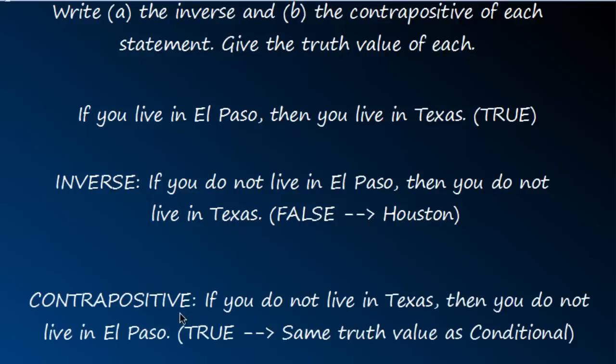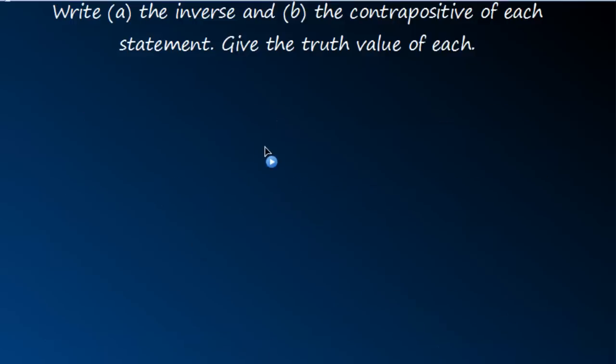However, when we write the contrapositive, we negate and switch. If you do not live in Texas, then you do not live in El Paso. That would have to be true because the original conditional is true. And we can show that that's true. If you do not live in Texas, there's no way that you can live in El Paso, because El Paso is in Texas. So contrapositive and the conditionals have the same truth value.